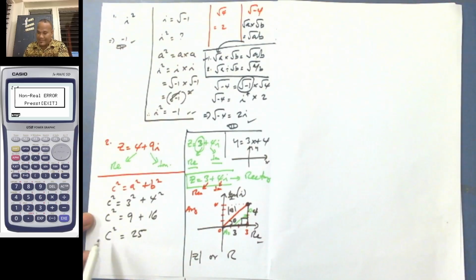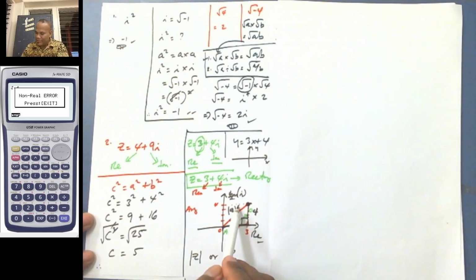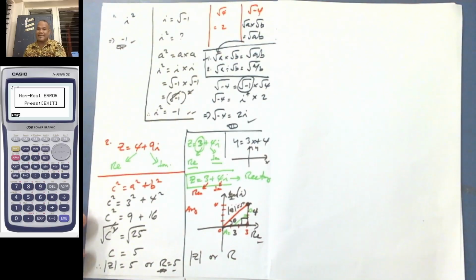We want to find C, so we'll take the square root. The opposite of squared is square root. They cancel out. C equals the square root of 25, which is 5. So we can say therefore 5 is our hypotenuse, so the z modulus is 5. Or we can say this is our value of r, r equals 5. We'll use this inside.